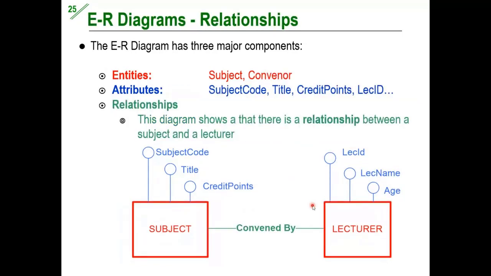And then we have the relationships. Once we clarify that, we need to see what is the relationship between these two? Now remember, when you decide the relationship, we need to name the relationship, right? So we know subjects are delivered or convened by the lecturers, right? So convene relationship. So there is a relationship, and we establish that relationship, okay.